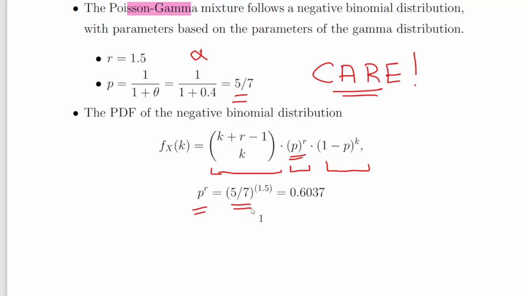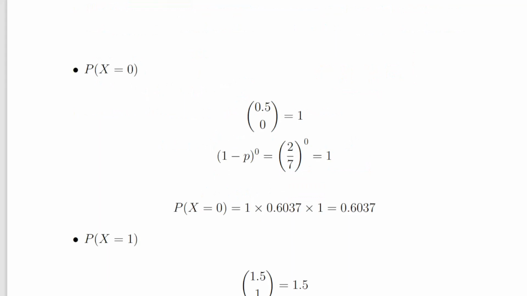5 over 7 to the power of 1.5, that gives us 0.6037. So we'll make a little note of that there, and we'll come back to that later on. We'll see that number pop up again and again. So now we can use our expression to calculate the individual probabilities that we're going to need.